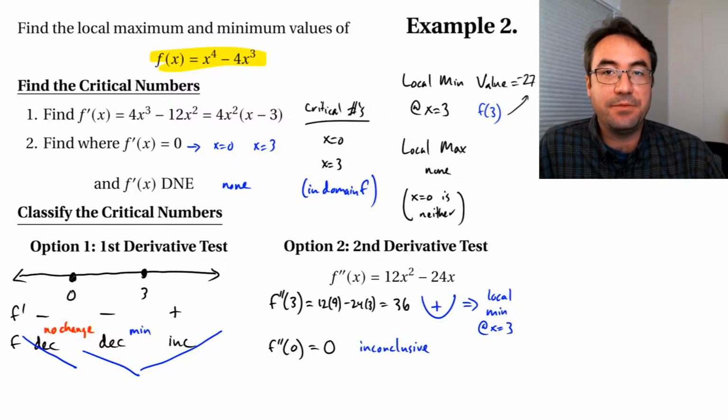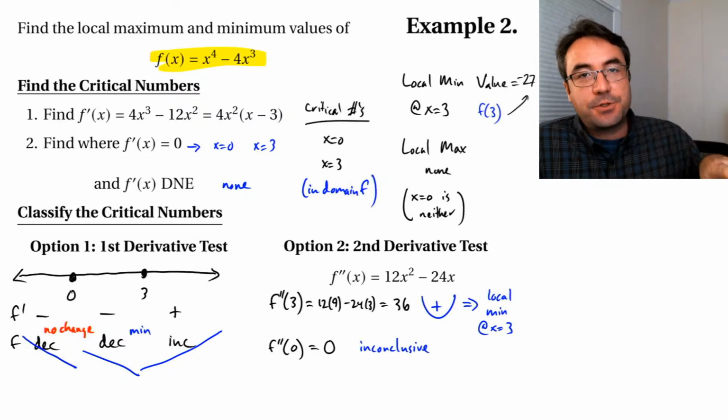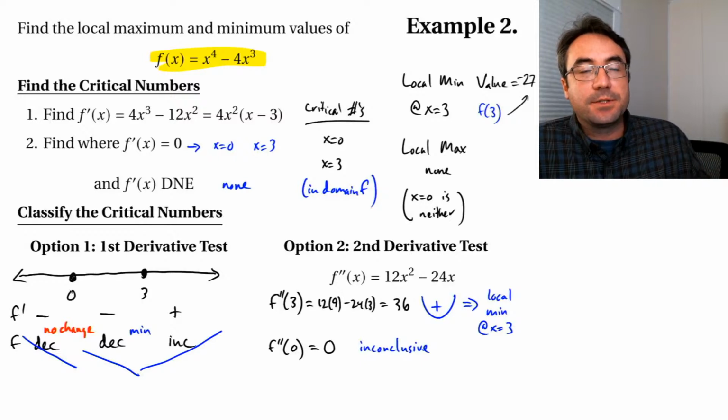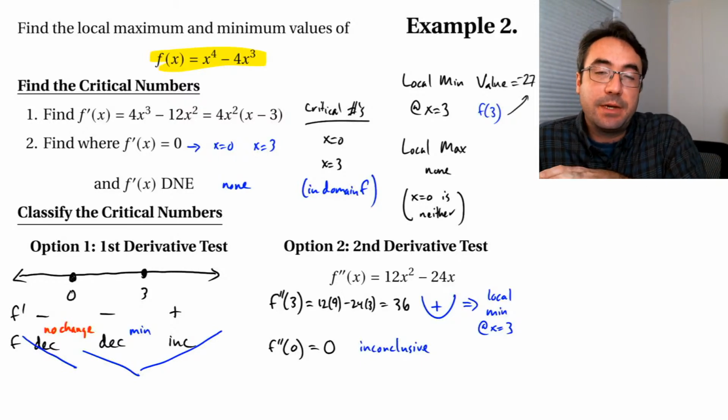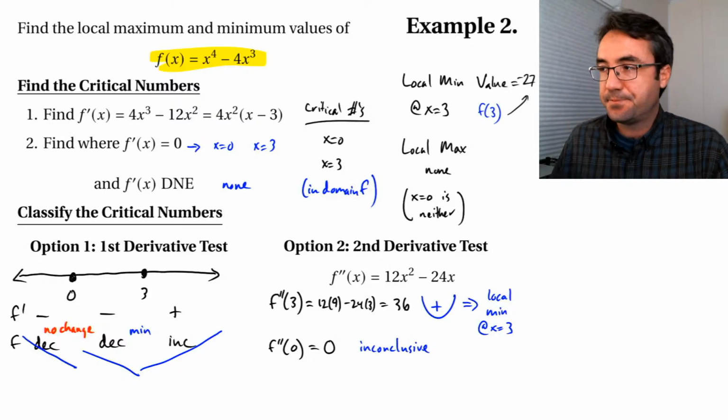So that's our local min value. So you have a choice, first derivative test, second derivative test. First derivative test will always give you a result. Second derivative test might be inconclusive, but sometimes it's a little bit easier.